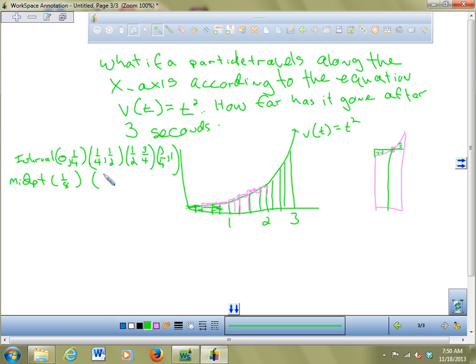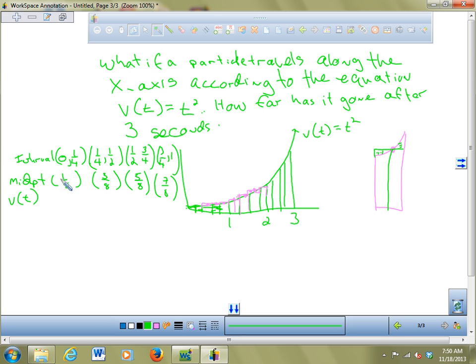What was that, 3/8? 3/8. And then this midpoint would be halfway between here and here, which would be 5/8. And this midpoint would be halfway between here and here, which would be, I believe, 7/8. And then what you do is you take V of each of these things.